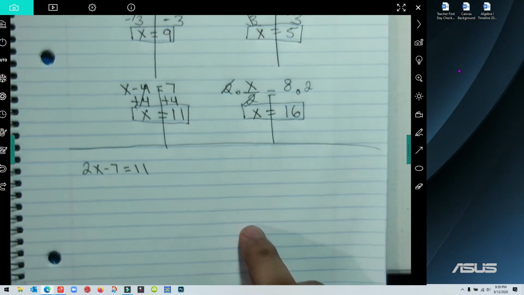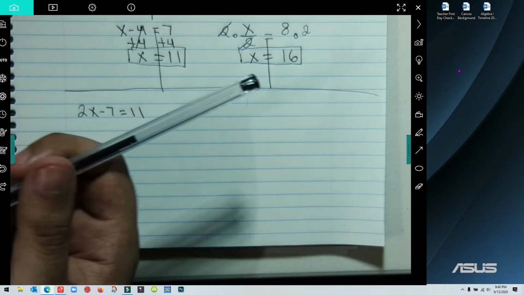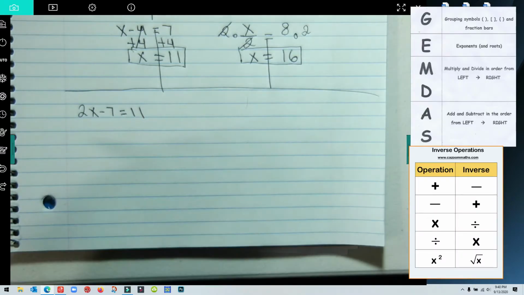Now, for two-step equations, you got it, it's going to require 2 steps. It's going to require 2 operations that we have to undo. Now, the problem arises when we have 2 operations that we have to undo. What order are we going to undo them in? And that's when the order of operations, which I'll add right here, comes into play.